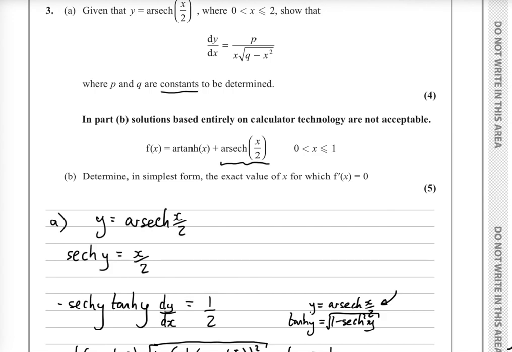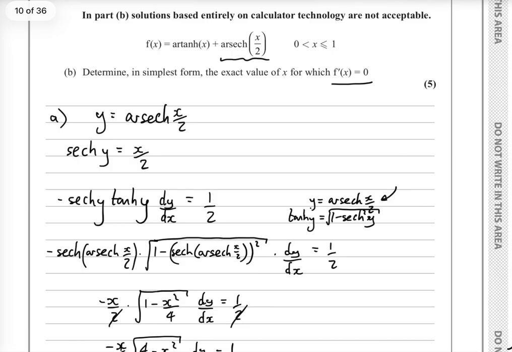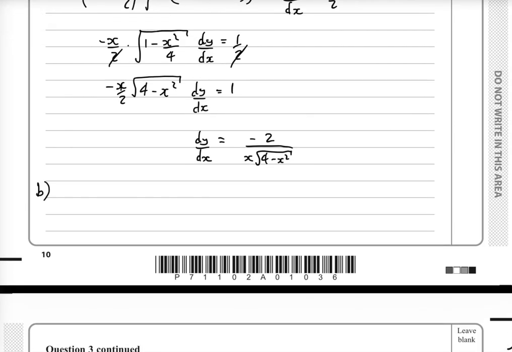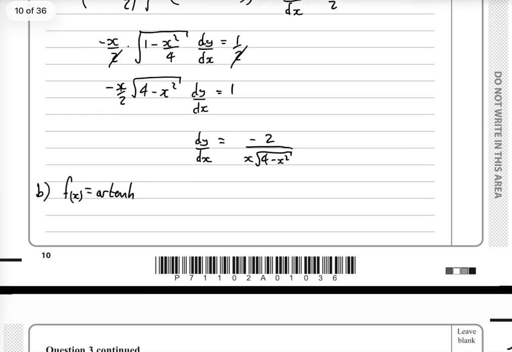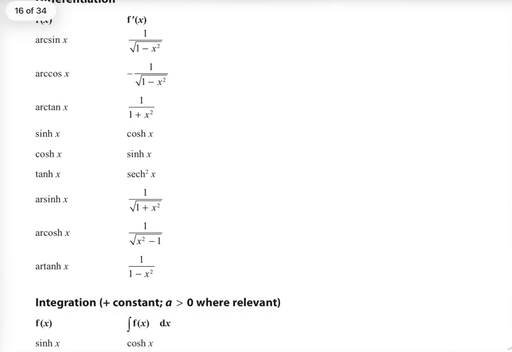Determine in simplest form the exact value of x for which the derivative is equal to 0. So yes, what we've done in part A we're going to use here in part B. So the function is r tanh of x plus r sech of x over 2. Back to the formula booklet. Unfortunately, r tanh is here as a standard result in the FP3 differentiation section, 1 over 1 minus x squared.